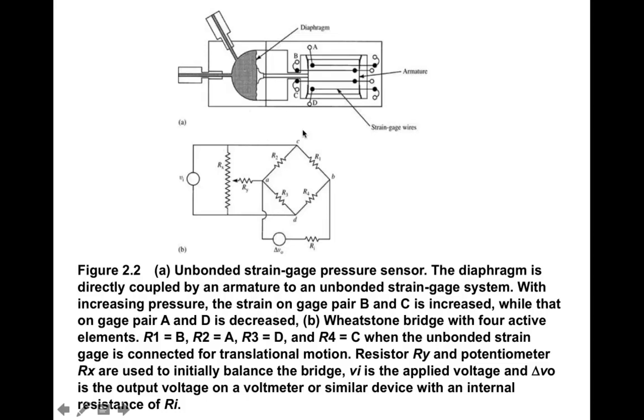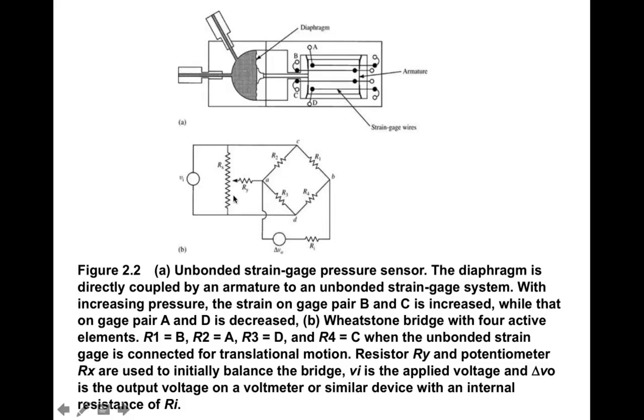So here is a circuit diagram of, in this case, in figure A, we have a strain gauge pressure sensor. It's got a little diaphragm here. It's clearly measuring like a liquid pressure. So you can see the diaphragm is able to move back and forth, and as it moves back and forth, it's applying strain to these strain gauge wires. So they're actually changing their physical geometry, which is changing the resistance.